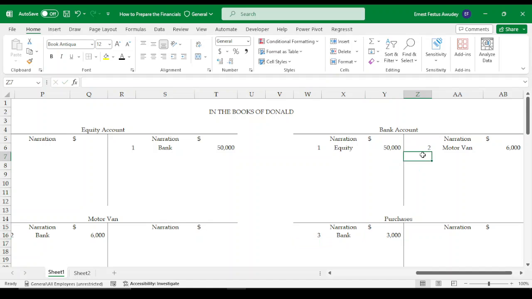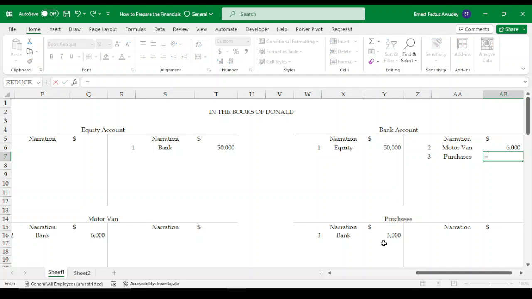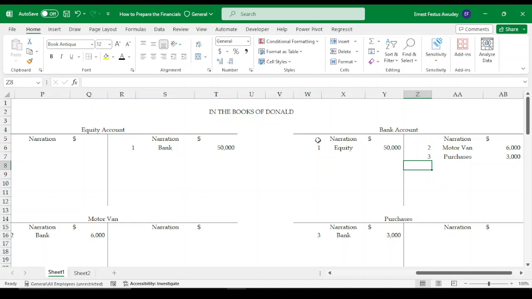Then I'll come to my bank account. You have transaction 3 there, and the corresponding entry went into the purchases account. So I'll write my purchases under the narration column, and I'm going to have the amount there, which I'll reference from my purchases account here.